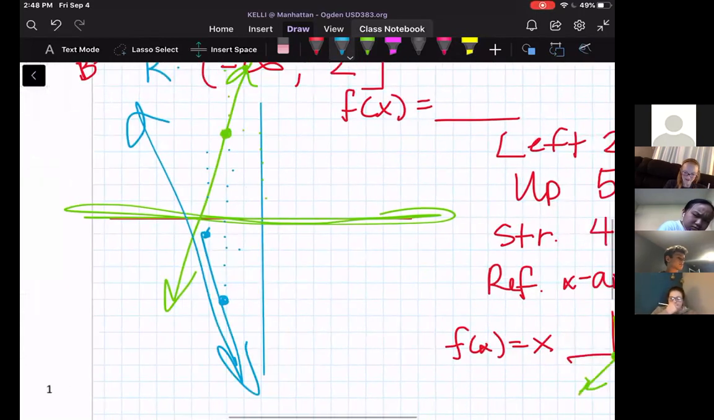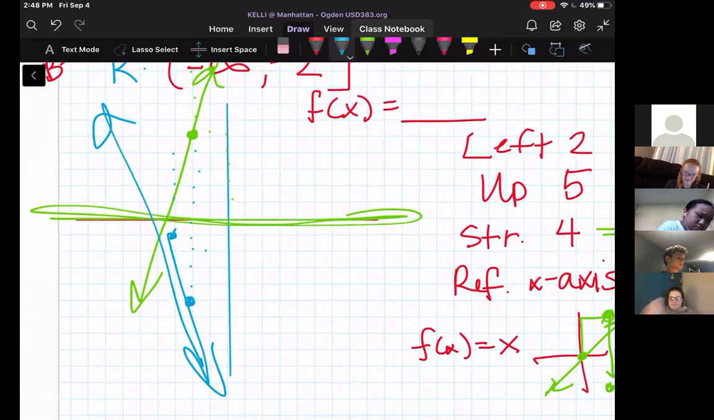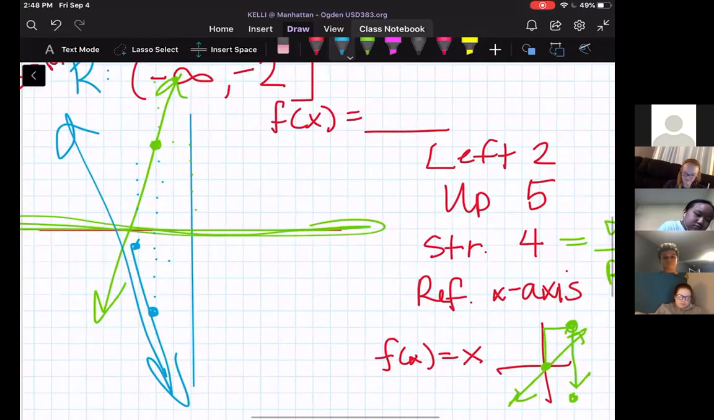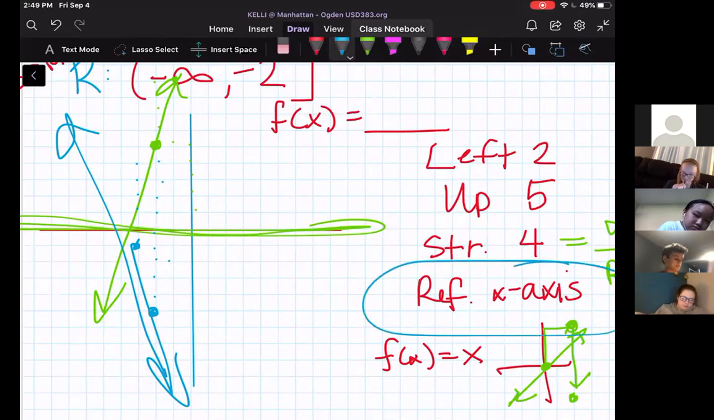So if I'm asked to write this out as linear instead of f of x equals x, what number should I write first? I got a 2, a 5, a 4, and then something happening here with the reflection. Anyone want to take a guess? Out of these up here, what is the reflection across the x-axis going to do to our number? Negative. Yeah, it's going to make whatever we write here negative.